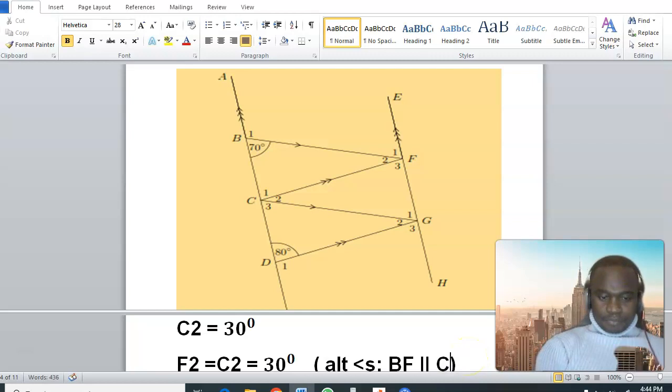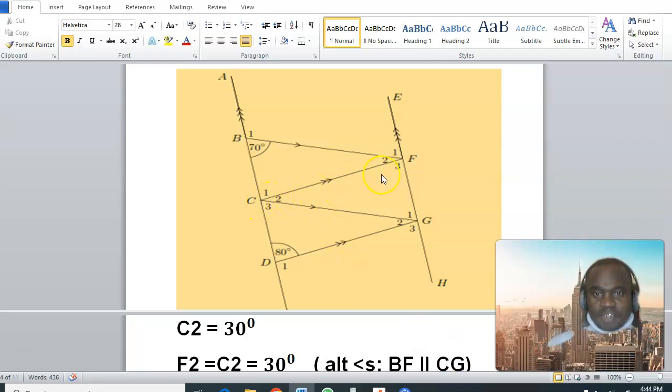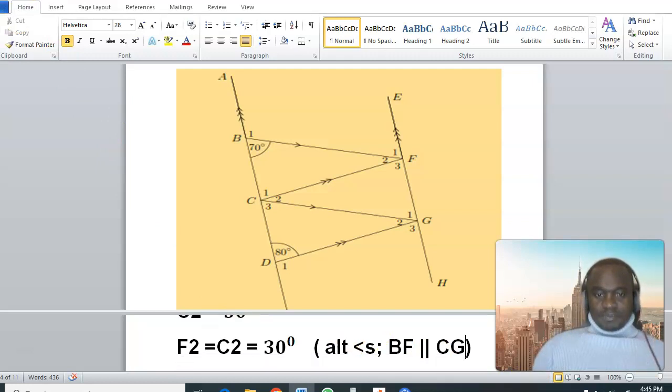And this comes the transversal line. So this angle, that is F2, should be equal to C2. And we've already calculated C2 to be 30 degrees. So it means F2 is equal to 30 degrees.